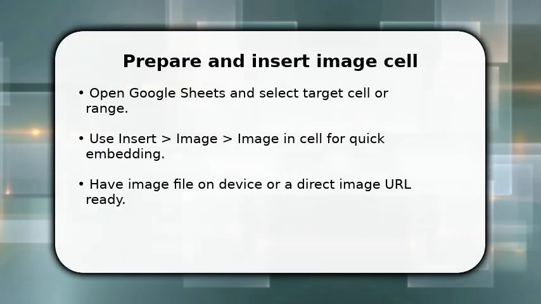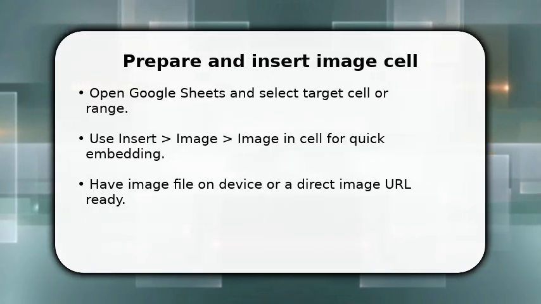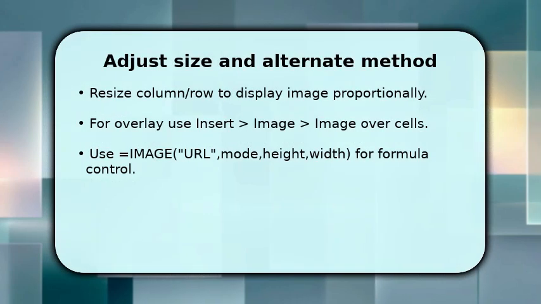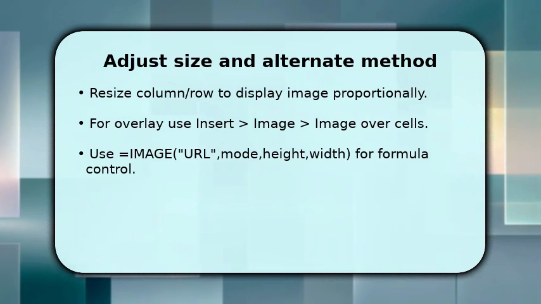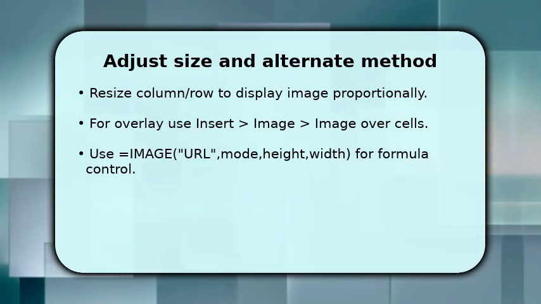You'll see a dialog that guides the upload. Follow it and the image will appear sized to the cell automatically. Next, you refine how the image appears by resizing the column and row so the cell displays the image proportionally. Drag borders or use numeric width/height.